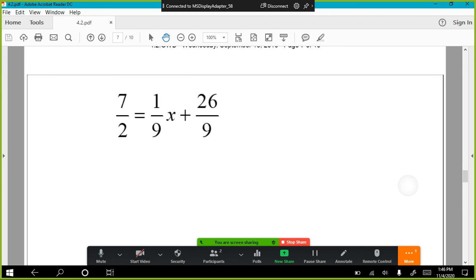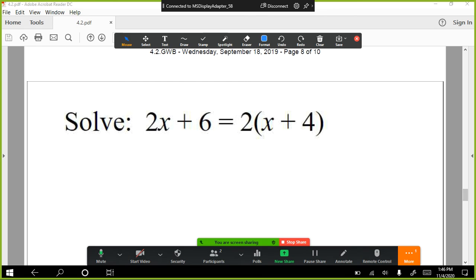All right, I think we're to our special cases. Watch what happens right here. Variable on both sides. I've got to distribute that right there. 2x plus 6 equals 2x plus 8. I'm going to move the variable to one side. Notice what happens, though. When I take 2x and move it to the right, on both sides it adds to 0, and I'm left with 6 equals 8.